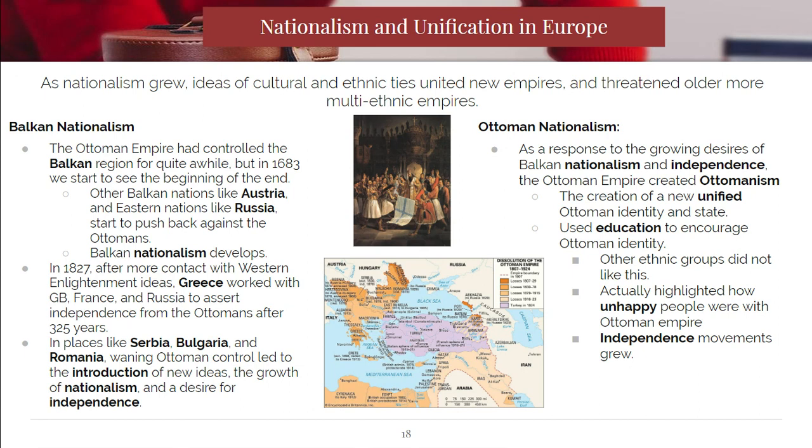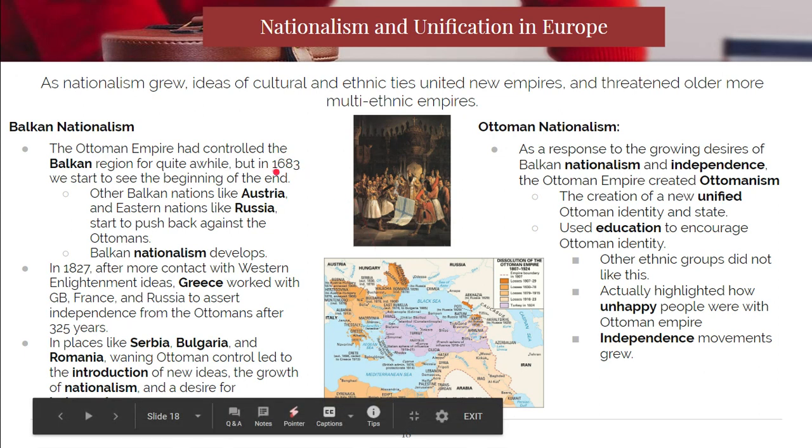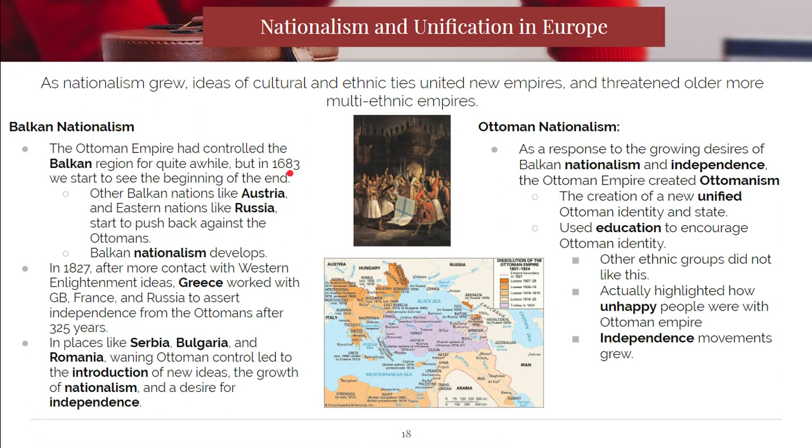But by the late 1600s, early 1700s, we see that the Ottoman Empire is starting to pull back, and other countries like Austria and Russia are going to start to put pressure on the Ottomans. And this is where Balkan nationalism develops in this environment.